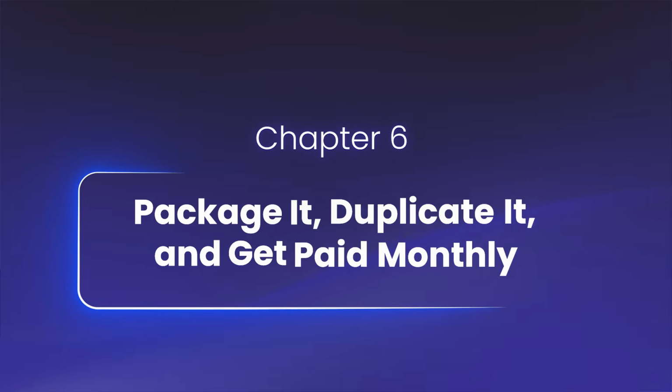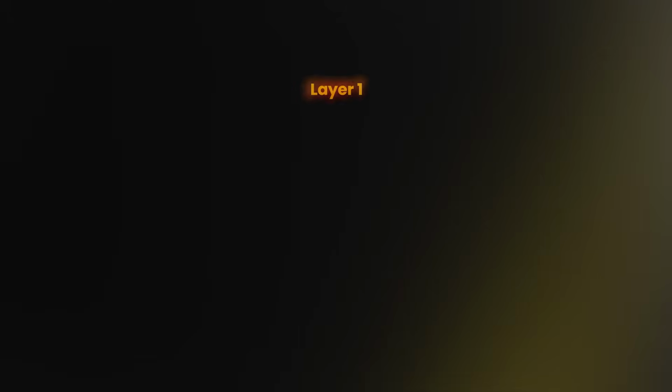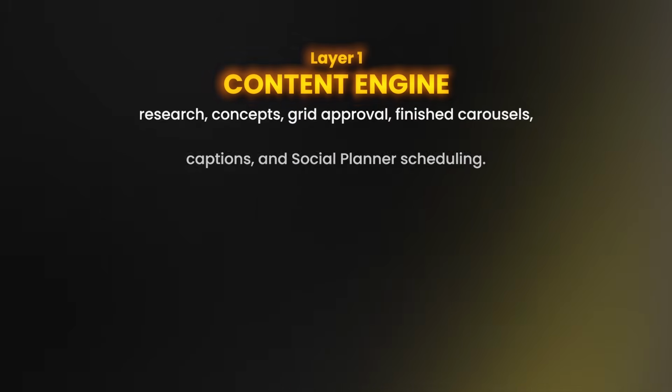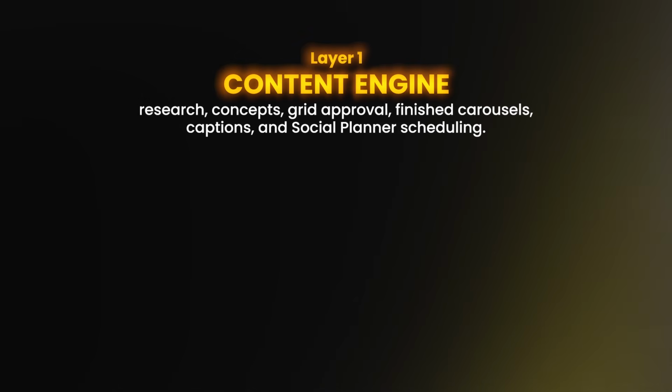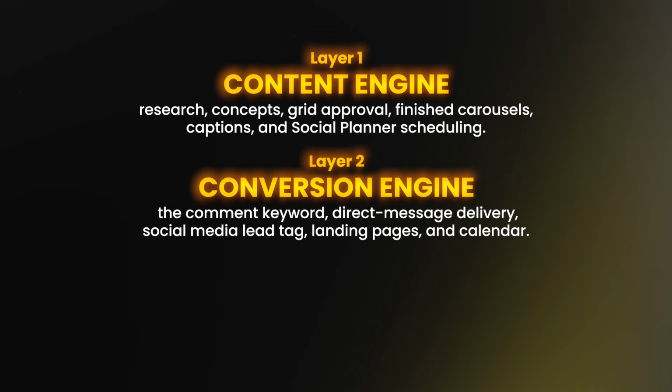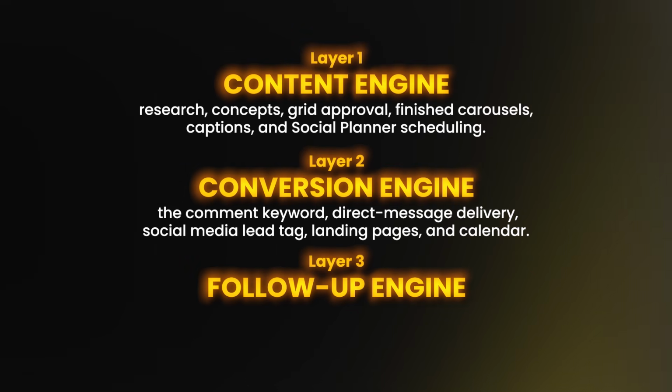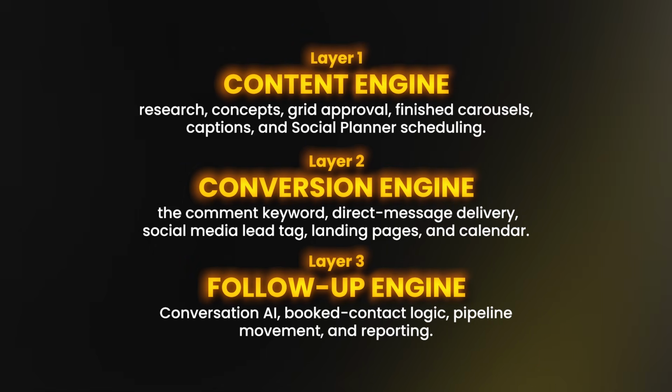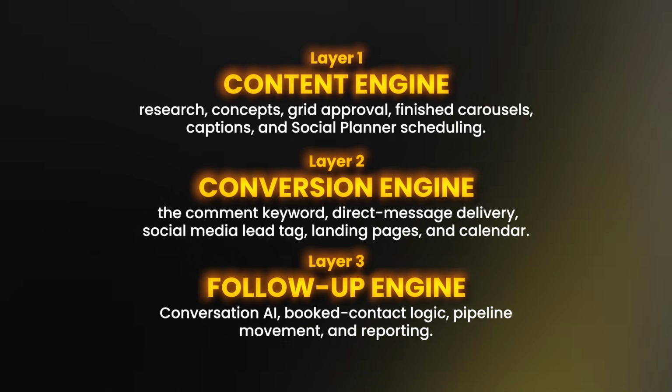Now let's move on to chapter number 6. Package it, duplicate it, and get paid monthly. If I were packaging this for a local business, I would sell it in 3 layers. Layer 1 is the content engine: research, concepts, grid approval, finished carousels, captions, and social planner scheduling. Layer 2 is the conversion engine: the comment keyword, direct message delivery, social media lead tag, landing pages, and calendar. Layer 3 is the follow-up engine: conversation AI, booked contact logic, pipeline movement, and reporting.